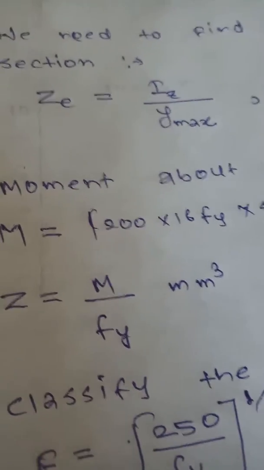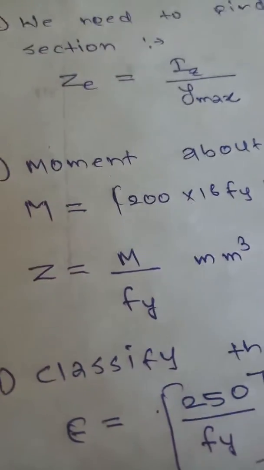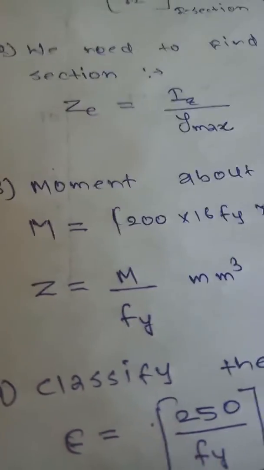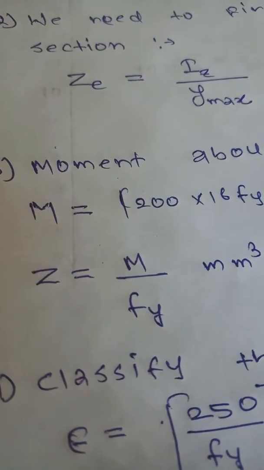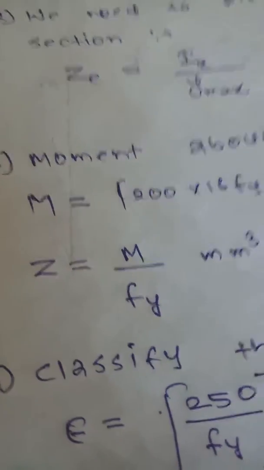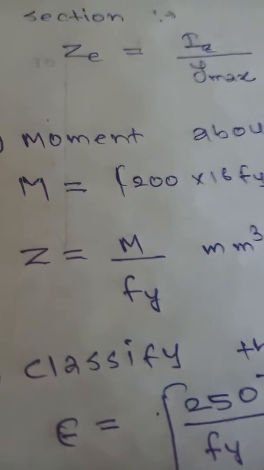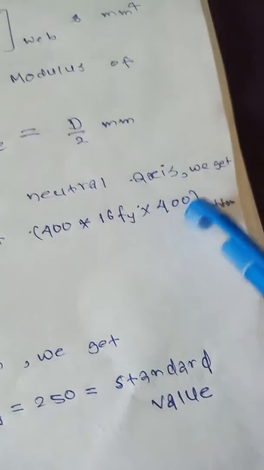After finding the modulus of section, we need to find the moment about the plastic neutral axis. For this we have a formula: M is equal to 200 into 16 into fy into 816 at the top, which I will explain when solving the problem, plus 400 into 16 into fy into 400 at the bottom, which we also have to find.